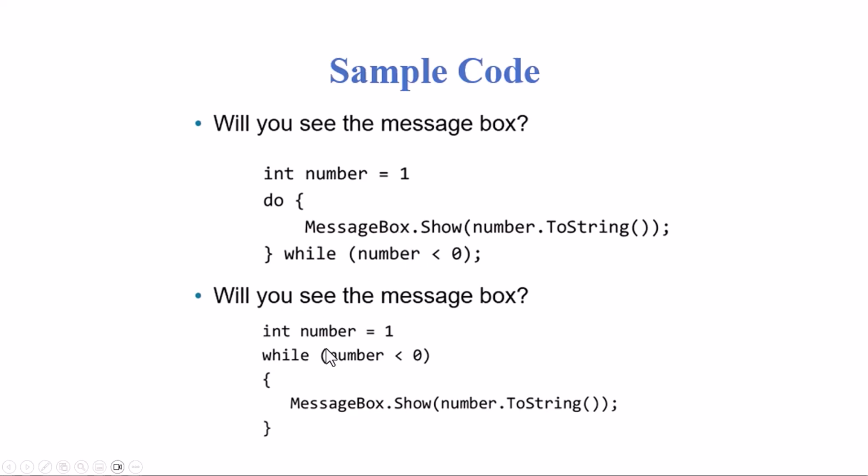What are you going to see with this message box? Int number is equal to 1, while number is less than 0, show this. So while it's less than 0, this is never going to happen. In this case, it would never happen. In this case, it would happen at least once, even though number was equal to 0. So that's the difference between a do-while and a while loop. Let's take a look at some code and see how this actually happens.